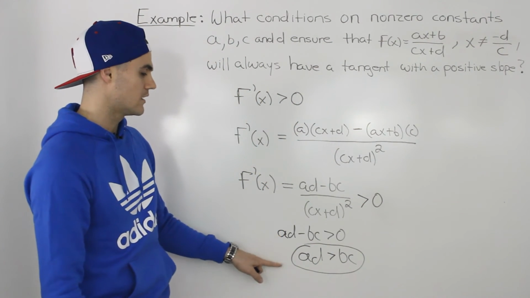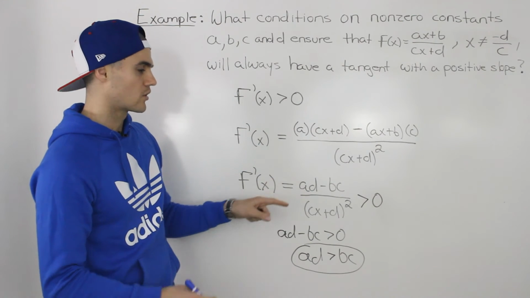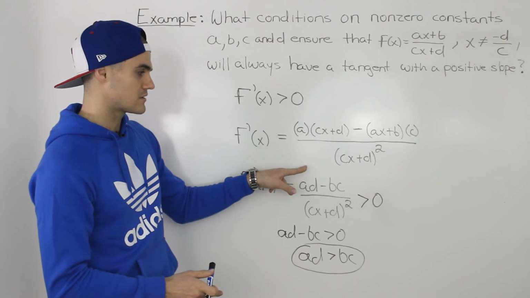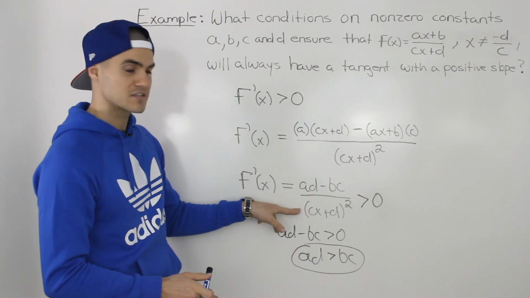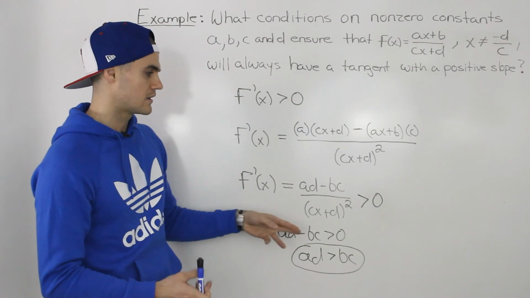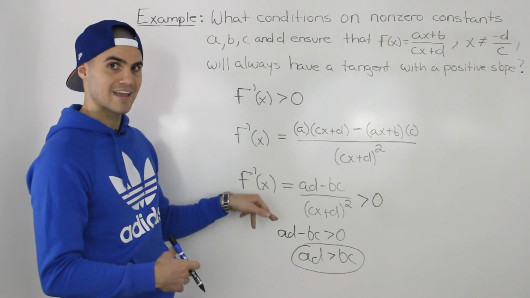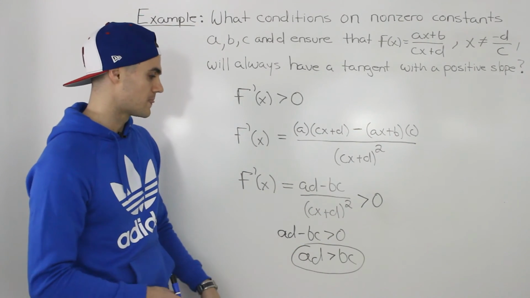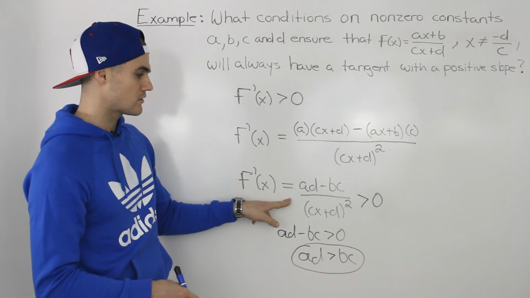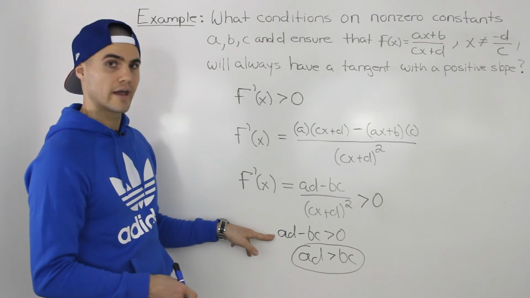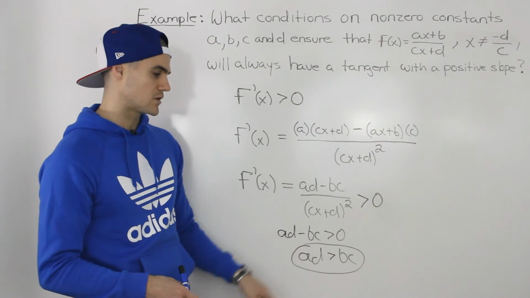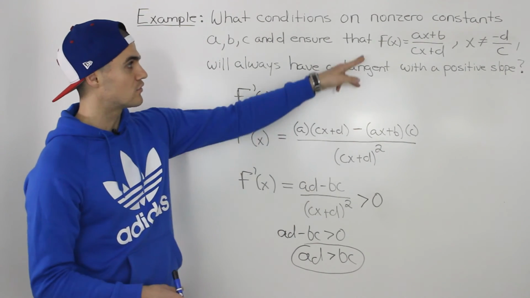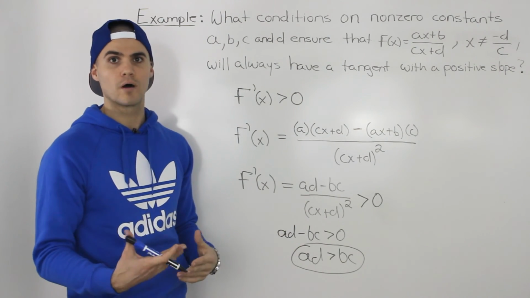Either of those work, but basically the numerator always has to be greater than 0, because if the numerator is greater than 0, then a positive number divided by a positive number, which will always be the case with the denominator, is going to be a positive number. If the numerator is negative, a negative divided by a positive number will be negative, so this condition won't hold. So in order for the derivative to be greater than 0, the numerator has to be greater than 0, or ad has to be greater than bc. Those are the conditions on the constants a, b, c, and d for this function to always have a positive slope on its tangent.